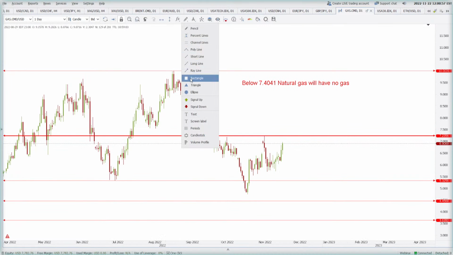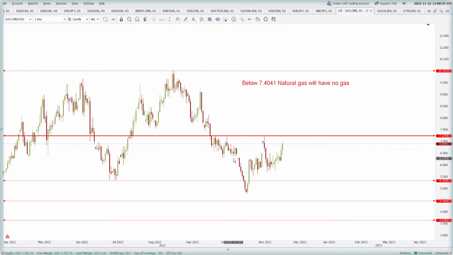All right, so yes, now you see this is something that we want to talk about. So why not draw a triangle here? There is a possibility that this triangle will eventually evolve and then break out to the higher side with a target of 10.00. There is a possibility, just possibility. Right now, immediate resistance is 7.235. The support is 5.3255.